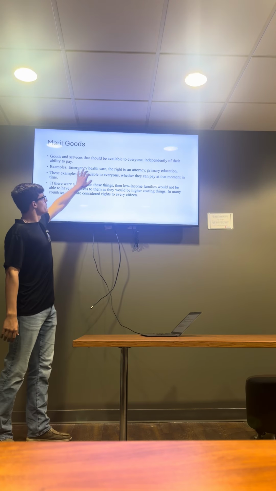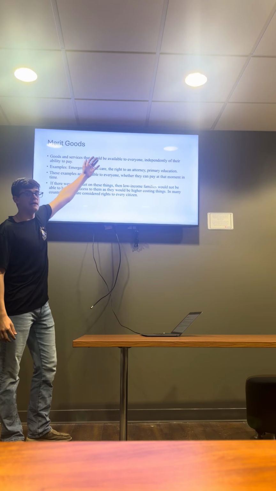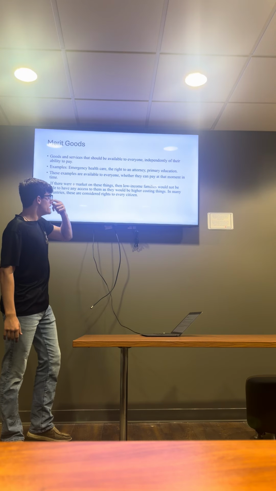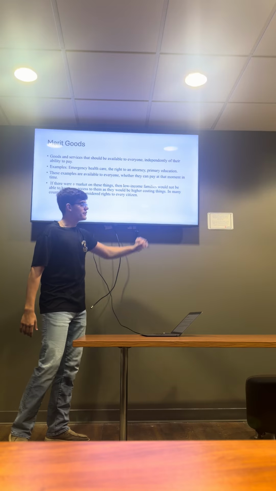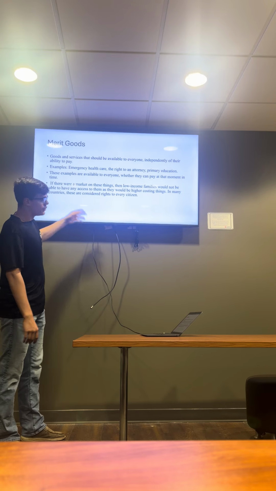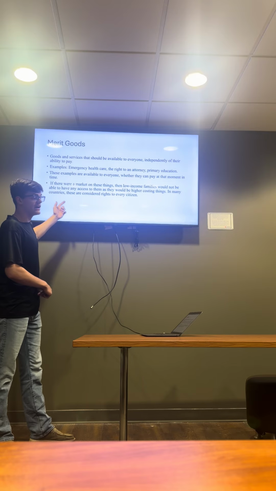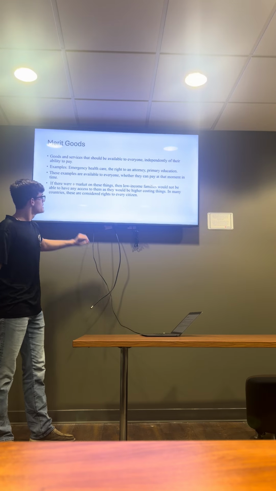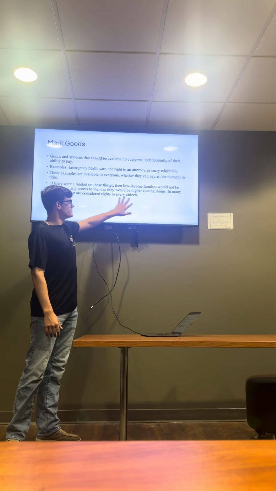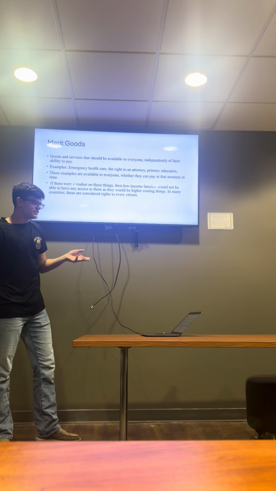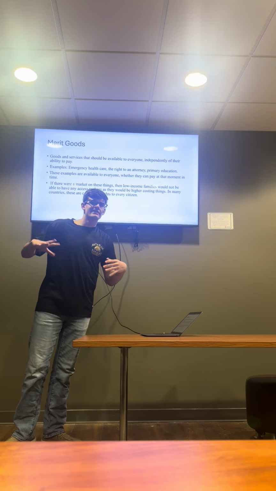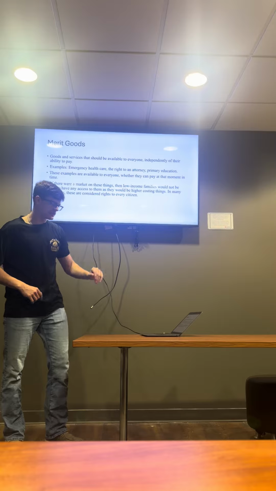If there were a market on emergency health care, it would more likely be a high market because it's very important. Then, let's say a low-income family gets into a car crash. They need to be rushed to the hospital. Well, they would have to pay for the ambulance, the health care, and everything. But since it's a higher cost, they can't pay. In many countries, these are considered rights to every citizen. So, that's not an issue here in America, but it could be an issue in other countries.